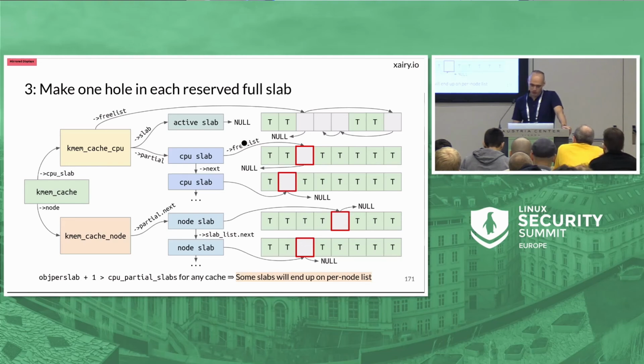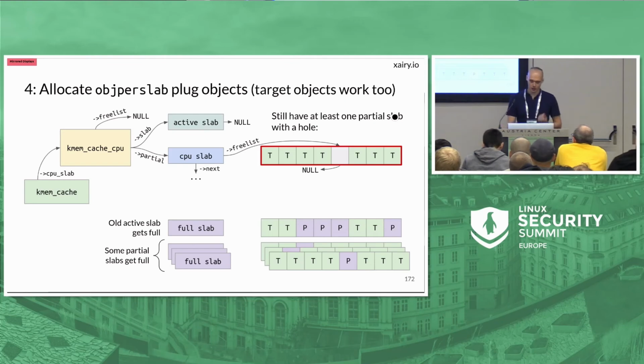Then at some point we're going to run out of these per CPU slabs and we're going to go to the per node list. That list also has slabs with holes, so those holes are going to be used next. So let's say the maximum number of holes that we might have in the active slab is objs per slab. Let's first allocate our objs per slab target objects.